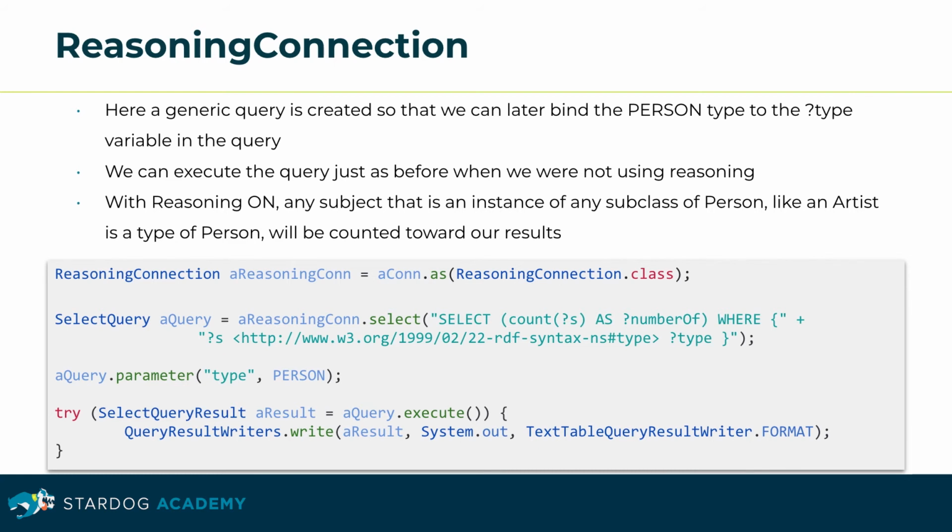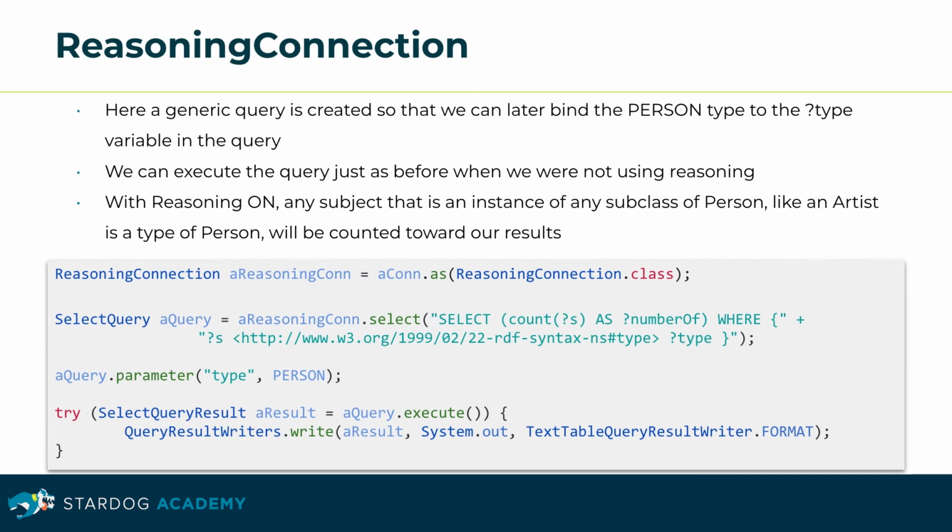In the example, we take our regular connection object and do the as cast to the reasoning connection class. Therefore, it sets the reasoning parameter to true on the HTTP connection. From here, we can do our select and do a bind on the type variable in our query string to person. In this case, person is the parent class within the context of our learning dataset to things like artist. So by querying a higher level class where artist is the subclass of the person class, we will get all people, including all artists, as the answer to this query. So simply by taking advantage of the declared ontology that got added to Stardog, we have leveraged inferencing.